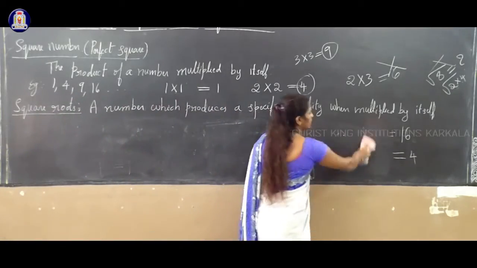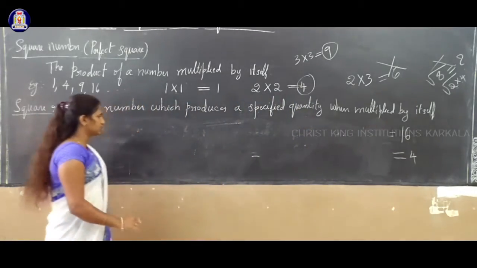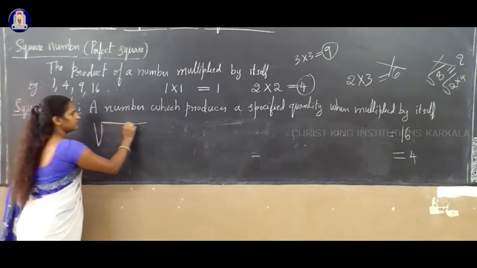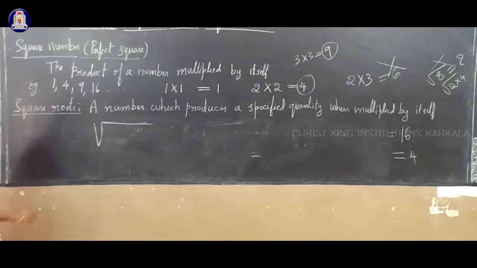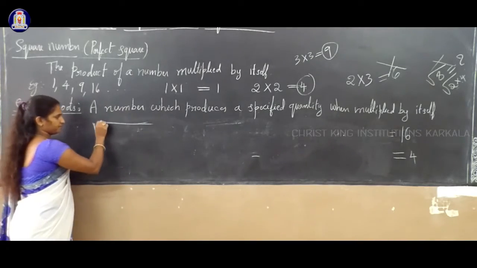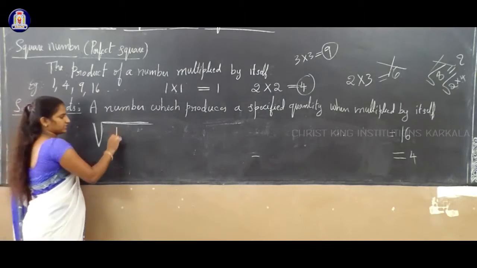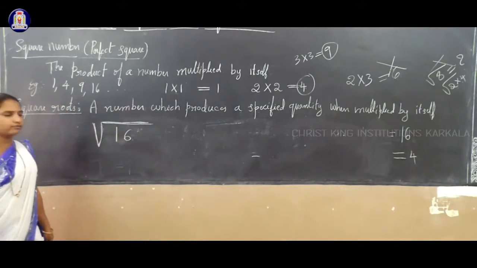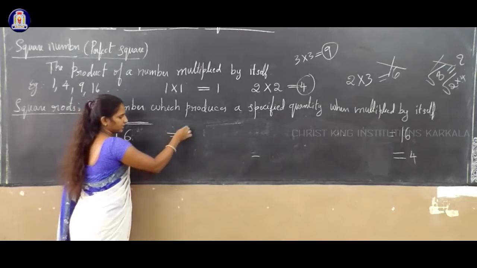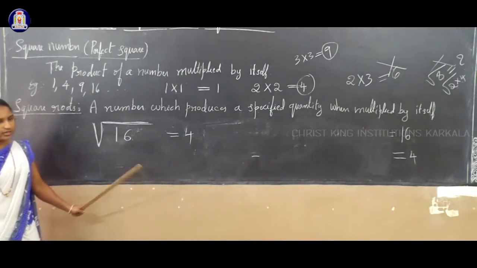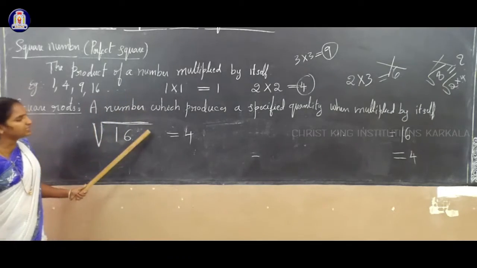Understood how to write the square root symbol? This represents the square root symbol, the positive square root. For example, if I write 16 here, what is the square root of 16? The answer is 4. Clear? So like this, square numbers and square root numbers.